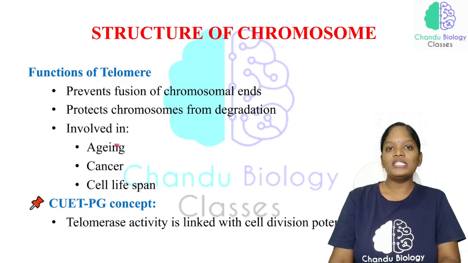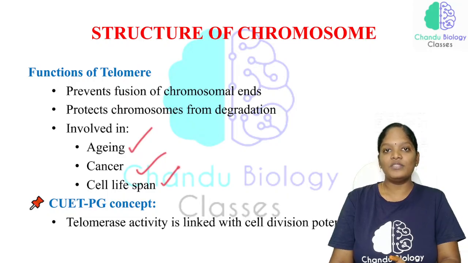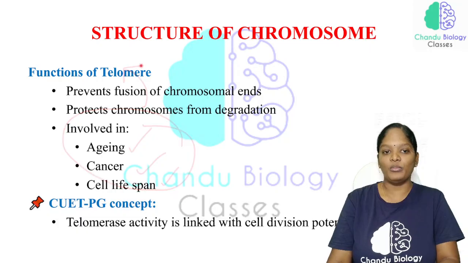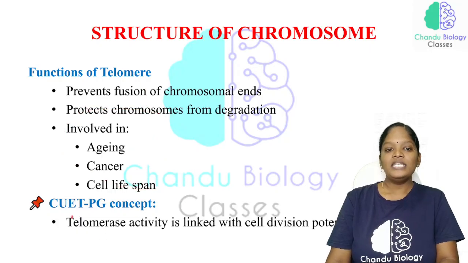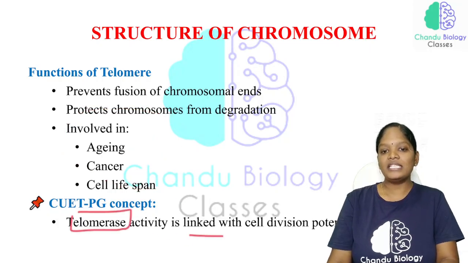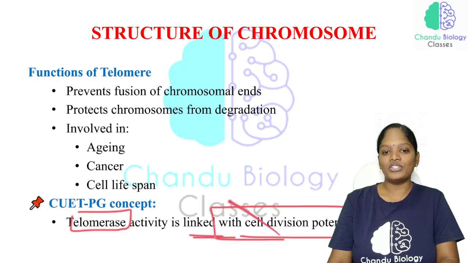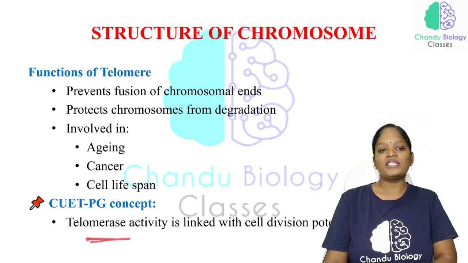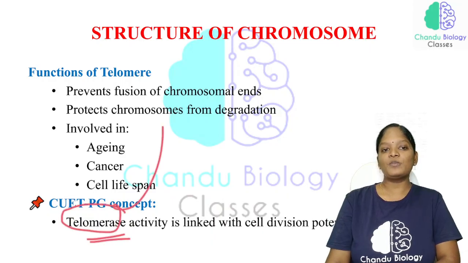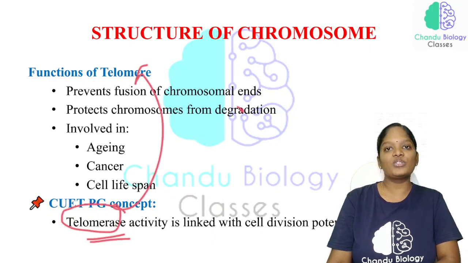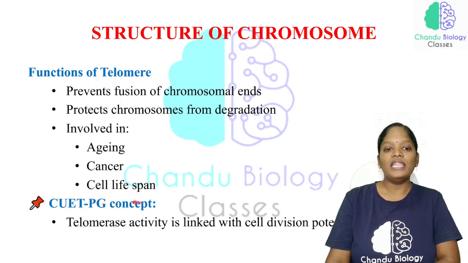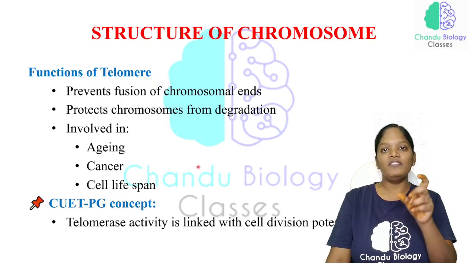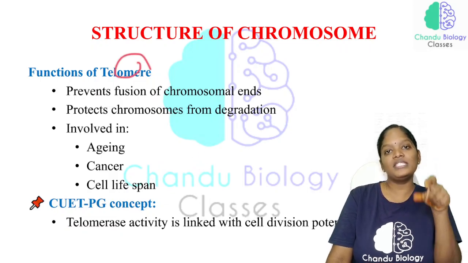This telomere is involved in aging, cancer, and cell lifespan. Everything is decided by the presence or absence of the telomere. Telomerase activity is linked with cell division potential. So what is telomerase? The enzyme that acts on the telomere is called telomerase. The enzyme which adds the repetitive DNA sequences in the telomere is telomerase.